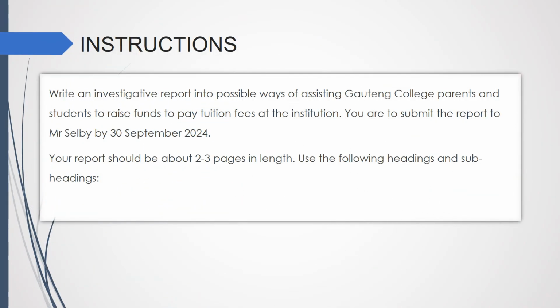Since you have read the background information, you now have context. And this is what they want you to do. They want you to write an investigative report into possible ways of assisting Gauteng College parents and students to raise funds to pay tuition fees at the institution. You are to submit the report to Mr. Selby by 30 September 2024. Your report should be about 2 to 3 pages in length, and you must use the following headings and subheadings. And then they provided you with a list of subheadings and headings.